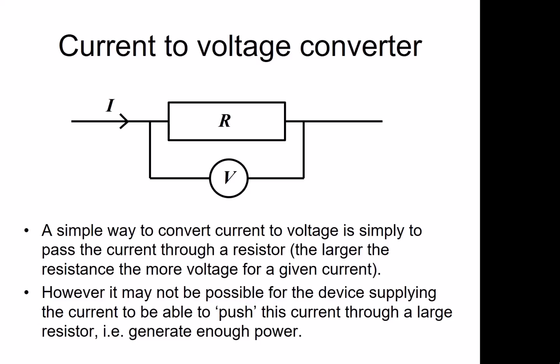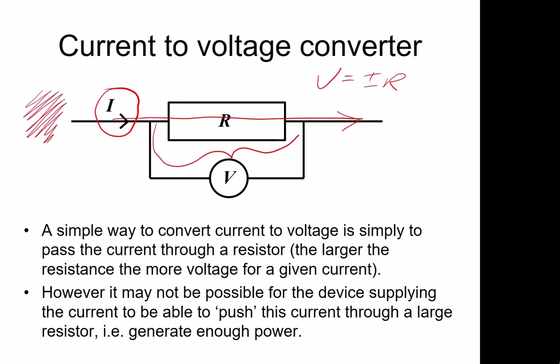So if we have a current here, the easiest way to convert that into a voltage is to pass that current through a resistor and then measure the voltage drop across that resistance. So we have V equals IR, so we can get a measure of the current that way. The problem is, if the device supplying the current doesn't have enough power, it is not able to push current through this resistor effectively, and therefore that will limit our output voltage.